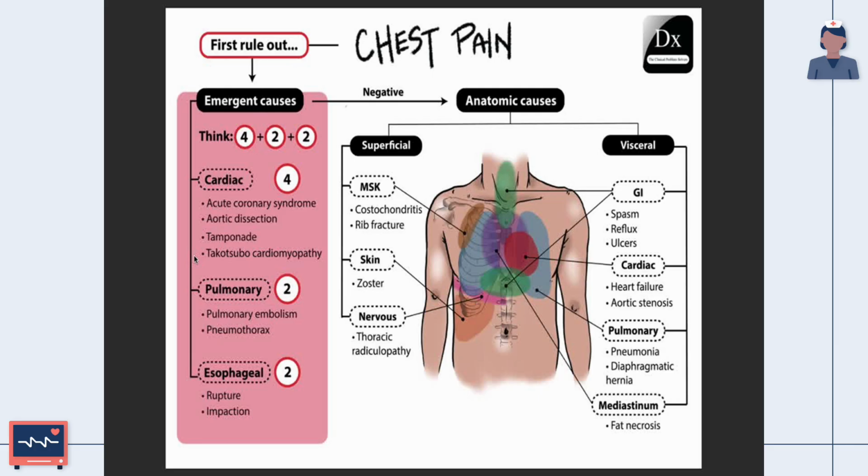So first, rule out emergent causes. So think 4 from cardiac. So acute coronary syndrome, dissection, tamponade, and here we also have Takotsubo. And then pulmonary is 2, pulmonary embolism, pneumothorax, and then esophagus is 2, rupture or impaction.